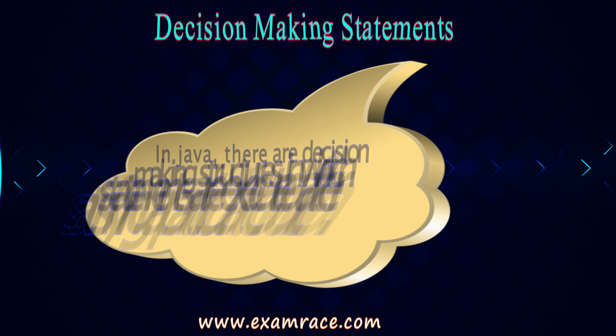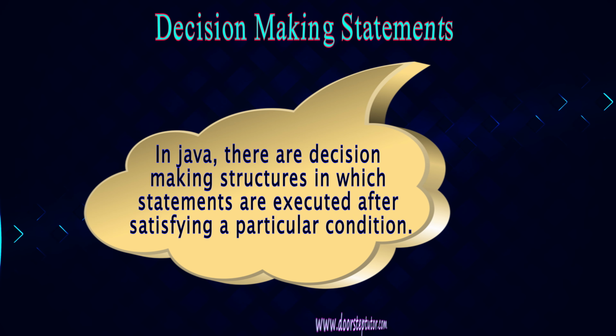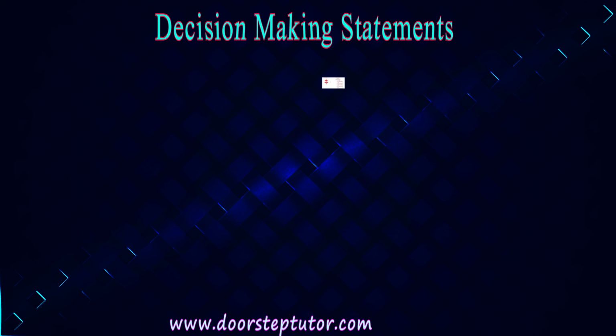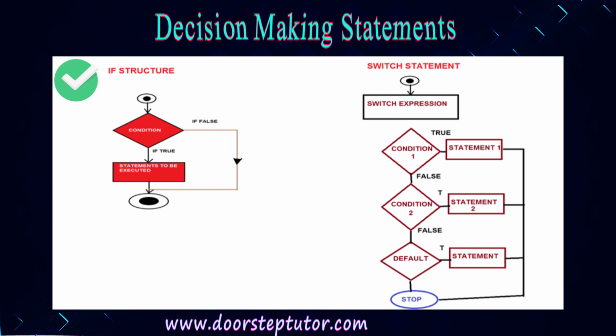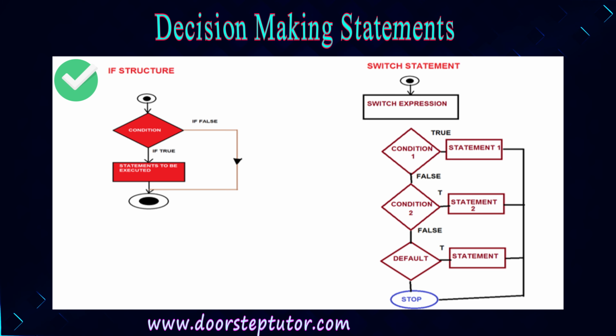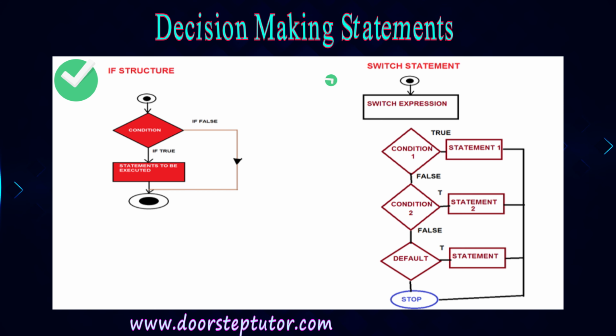So next we are having decision making statements. In order to take certain decisions, like in the form of yes or no, true or false, we use the if structure or if else, or according to the requirement we can have nesting of the if else also. Like if this condition is true, then perform some specific task, otherwise you can do something else. Similarly, we are having the switch statement.